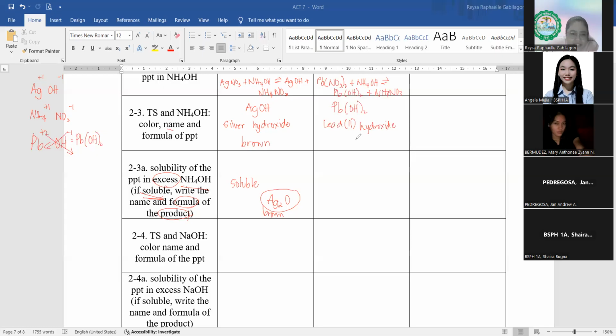Nag-precipitate sa inyo? Wala. Let me know kung nag-precipitate. Okay, nag-precipitate. Correct. This is color white. Okay? And actually, if you add excess pa, insoluble siya. So, kung insoluble siya, it remains lead II hydroxide. So, no need for the product. Ito kasi soluble siya, so may product siya dyan.